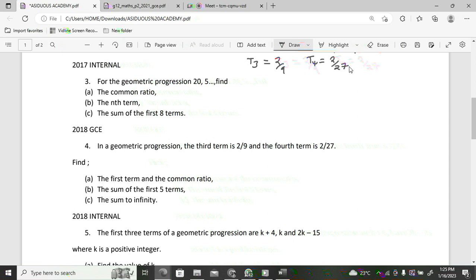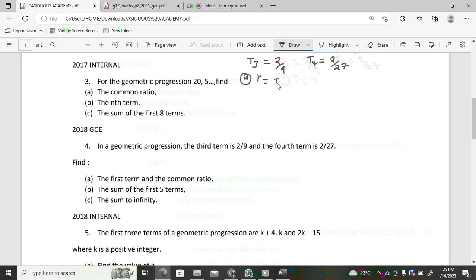Third term they've given us. Okay. Third term 2 over 9. Fourth term 2 over 27.